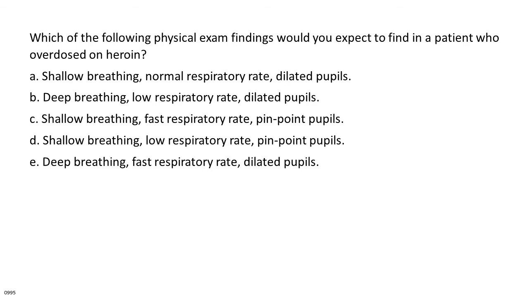Which of the following physical exam findings would you expect to find in a patient who overdosed on heroin? A. Shallow breathing, normal respiratory rate, dilated pupils. B. Deep breathing, low respiratory rate, dilated pupils. C. Shallow breathing, fast respiratory rate, pinpoint pupils. D. Shallow breathing, low respiratory rate, pinpoint pupils. E. Deep breathing, fast respiratory rate, dilated pupils.